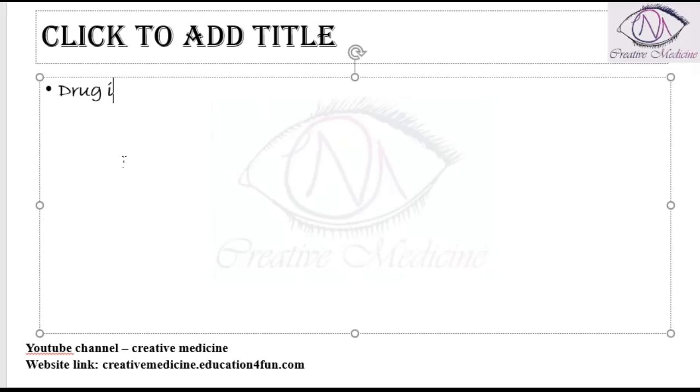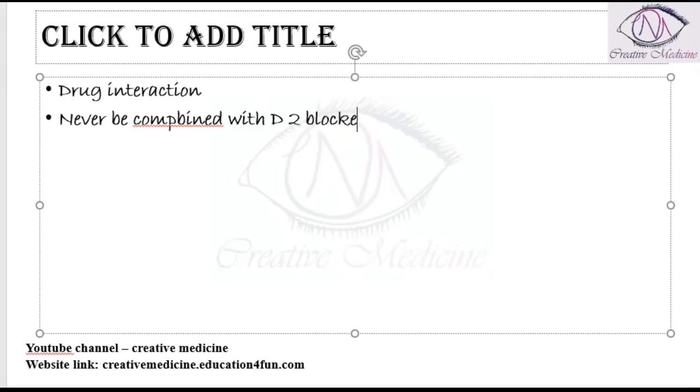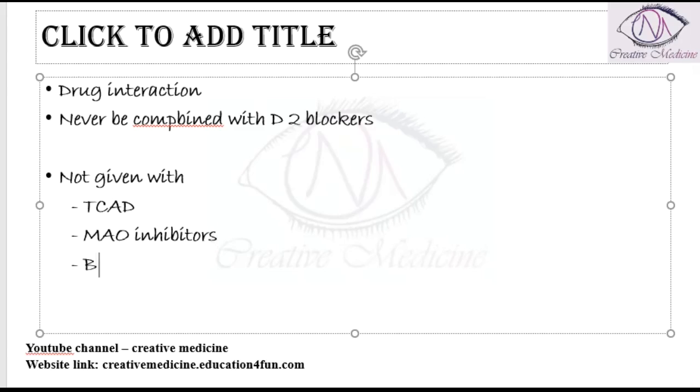Next, drug interactions of levodopa. Levodopa should never be combined with D2 blockers, because levodopa is actually a dopamine agonist. If you combine it with D2 blockers, obviously the therapeutic effect will be lost. It is also not given along with drugs like tricyclic antidepressants. It is not given with monoamine oxidase inhibitors. Then it is also not given with pyridoxine or B6.